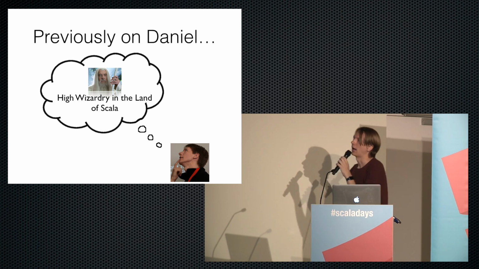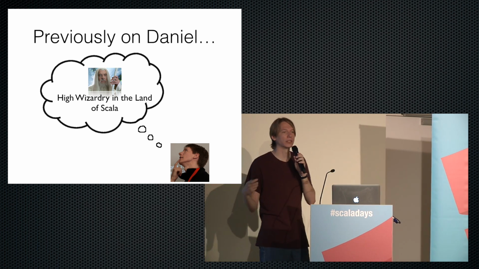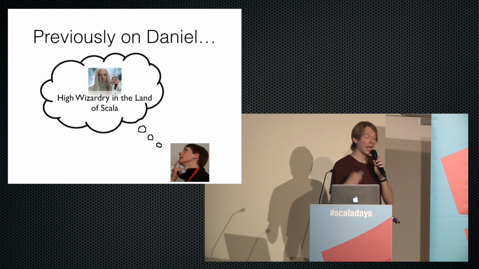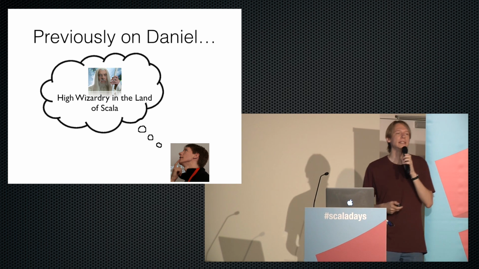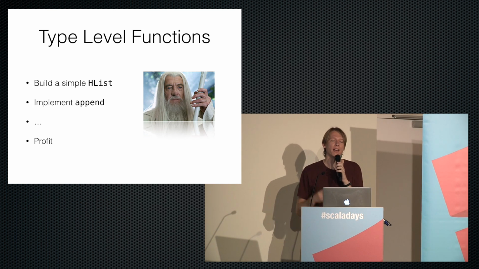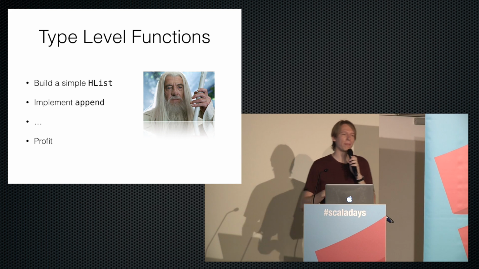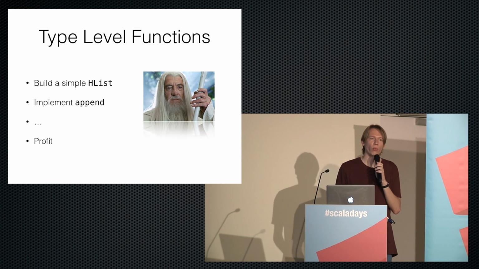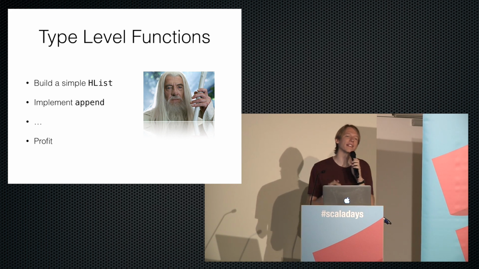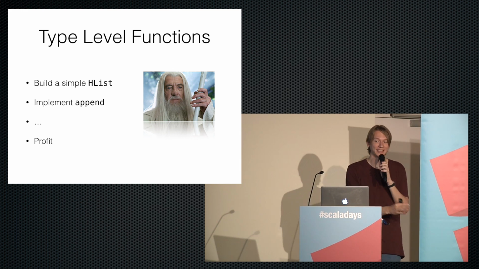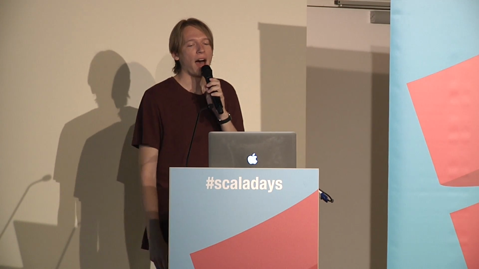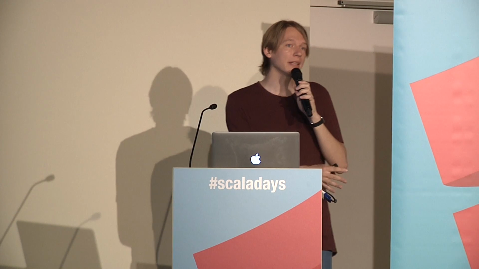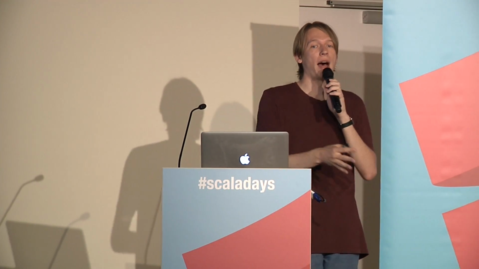So a few years ago, I gave a talk entitled High Wizardry in the Land of Scala. And in this talk, one of the things that we did was we built an HList. A very, very, very straightforward HList. Basically, all it had was append, which was more or less the most complicated thing that you could do with HList back in Scala 2.7, which is when I gave this talk. But I think this is a pretty good building block. It's a pretty good place to start.